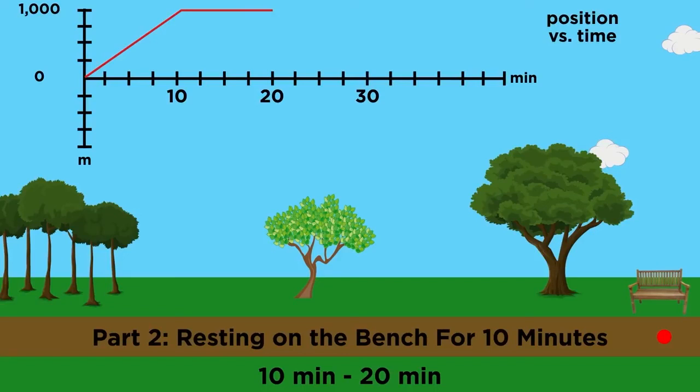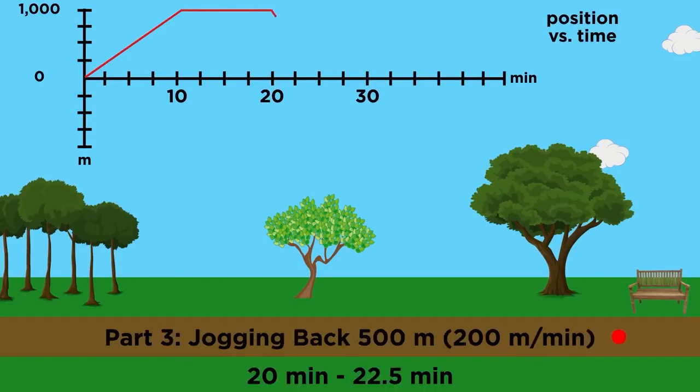So this is represented by this horizontal line segment, ending at a point with coordinates of 20 minutes and 1,000 meters. Then, very excited about your pizza, you jog halfway back, or 500 meters, at a rate of 200 meters per minute.